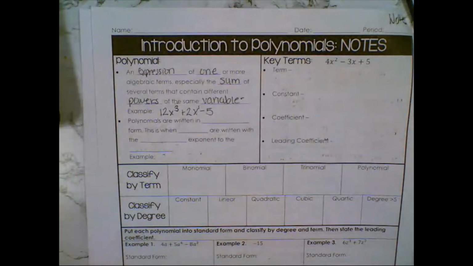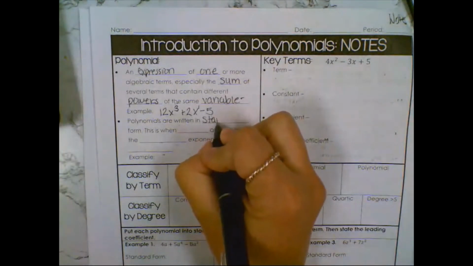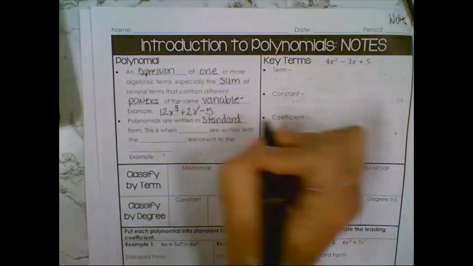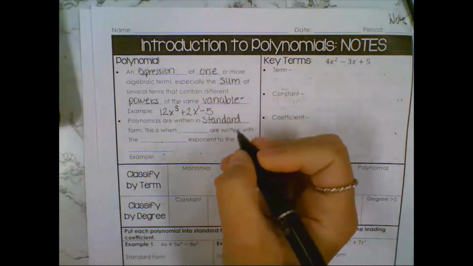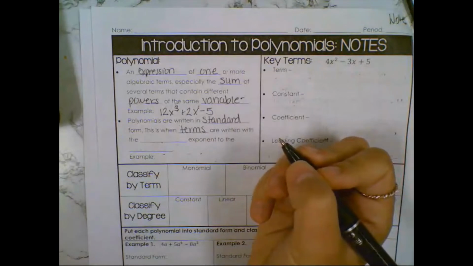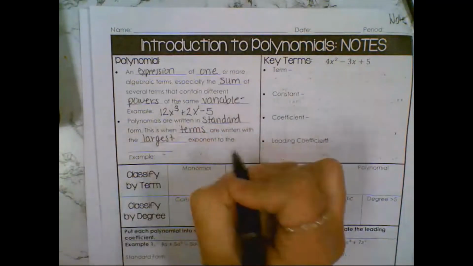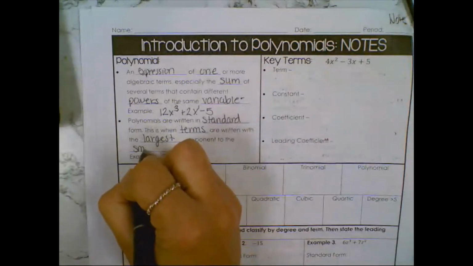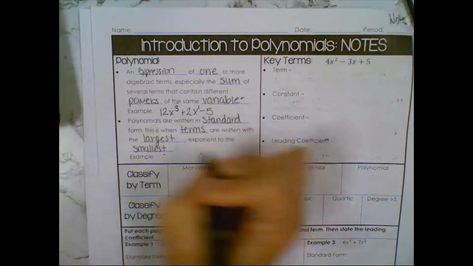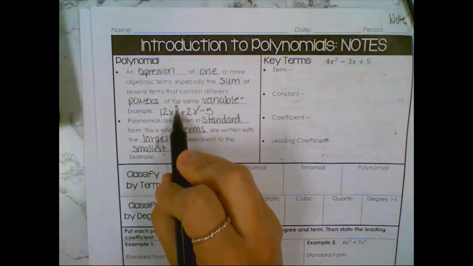So one thing that's important about polynomials is they need to be written in something called standard form. So what is standard form? This is when the terms are written with the largest exponent first going down to the smallest. So largest exponent to the smallest. So exponents are what's in the corner up here behind the variable.